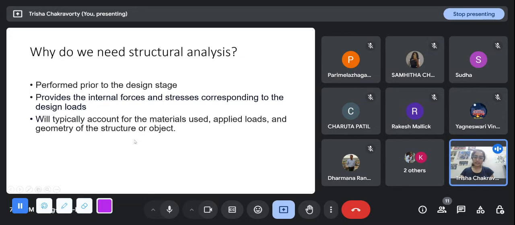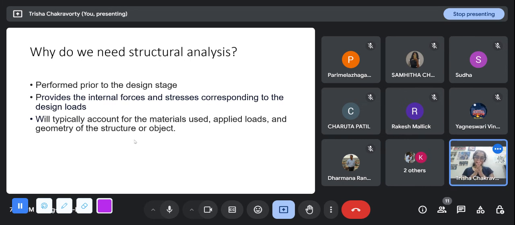So in this process, first we are given a drawing. Then we have to study the loadings that we have to take from the IS codes. We have to perform a structural analysis, and then we design it from bottom to top, meaning each element.